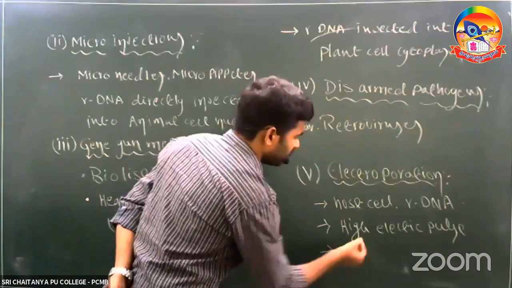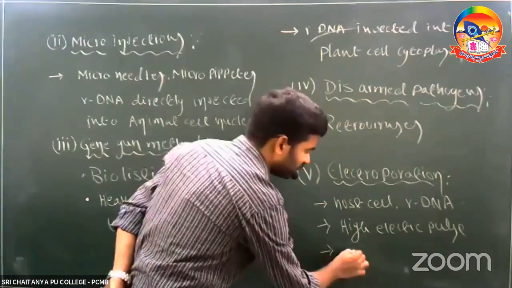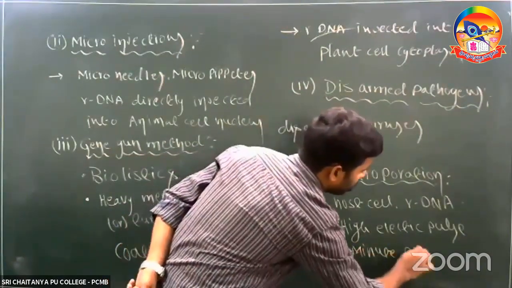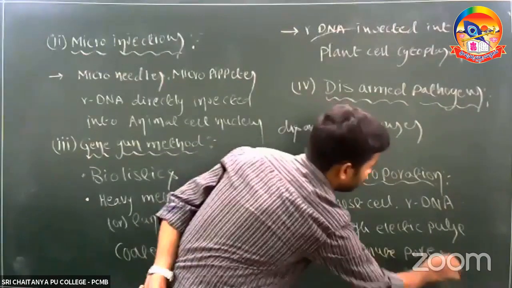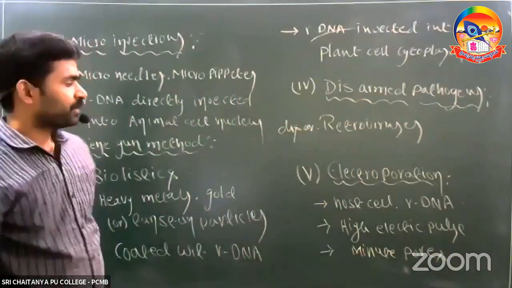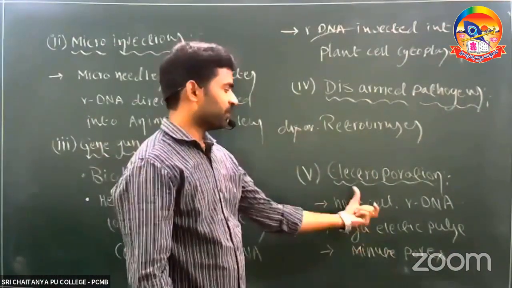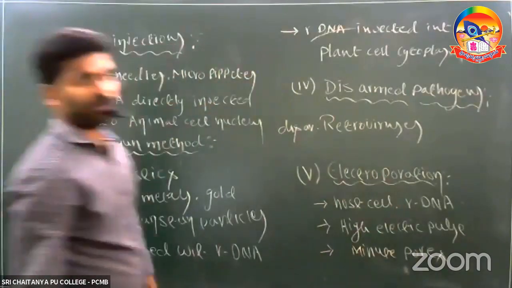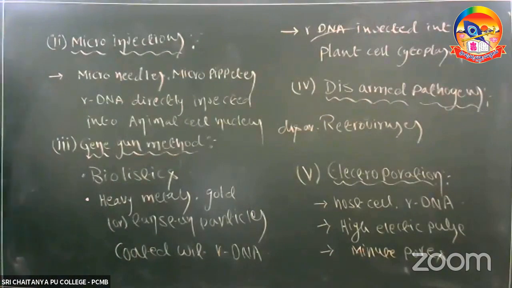Why? Because the high electric pulse causes minute pores on the bacterial cell wall. So in this process, the host cell is ready to receive or accept the rDNA molecule, right? So these are the 5 methods for insertion of rDNA molecules into host cell cytoplasm. So now tell me one by one.